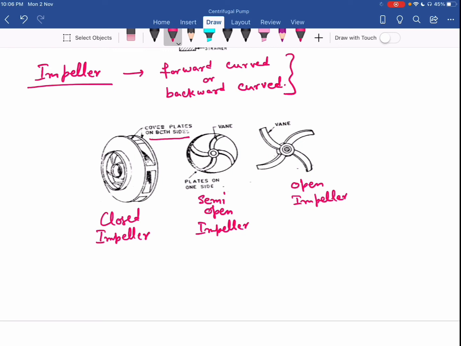Okay, so it is an impeller without cover plate. You can say this is an impeller without any cover plate. So when the liquid contains more solid suspended matter like sand, paper pulp, something like that, in that case we can use the open impeller. So these are the different types of impellers we have.